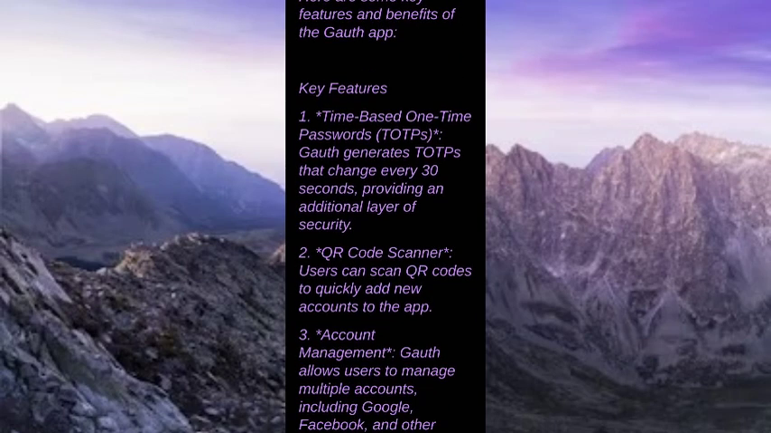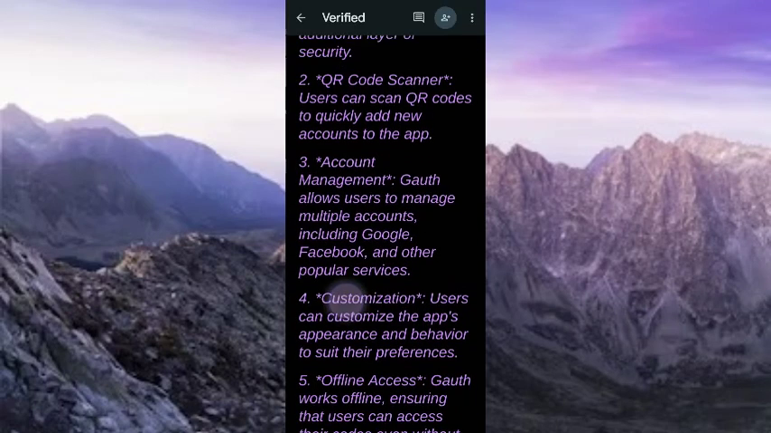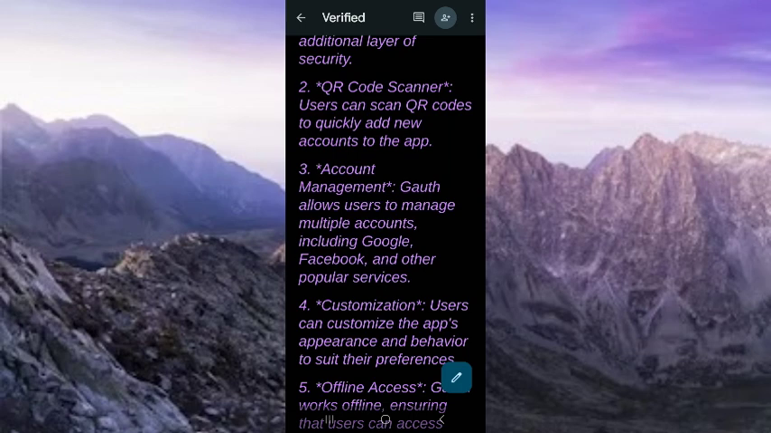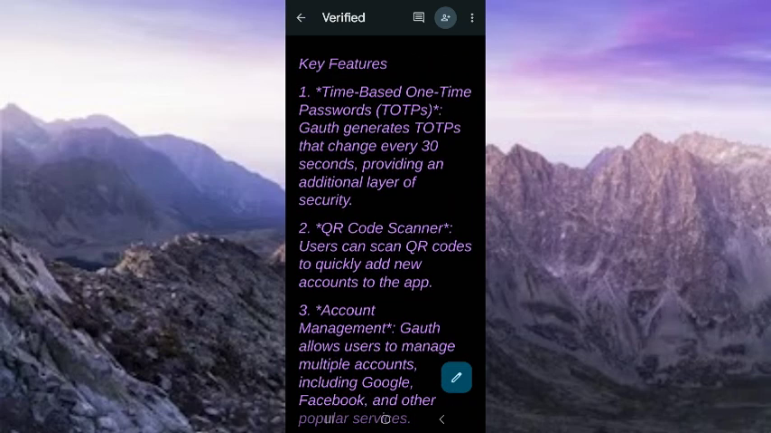Now, the first key feature we have is called the TOTPs, that is time-based one-time passwords. You see, Gauth generates TOTPs that change every 30 seconds, providing an additional layer of security. Number 2, it has a QR code scanner. Users can scan QR codes to quickly add new accounts to the app using the Gauth.